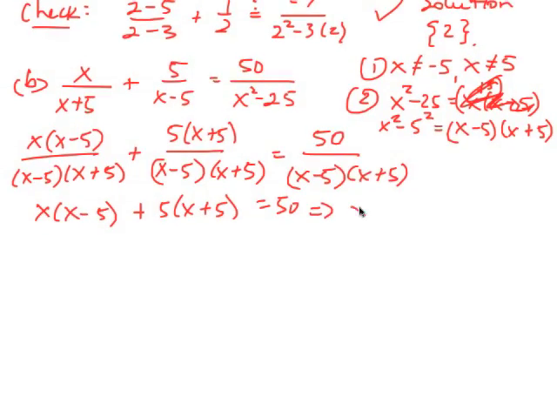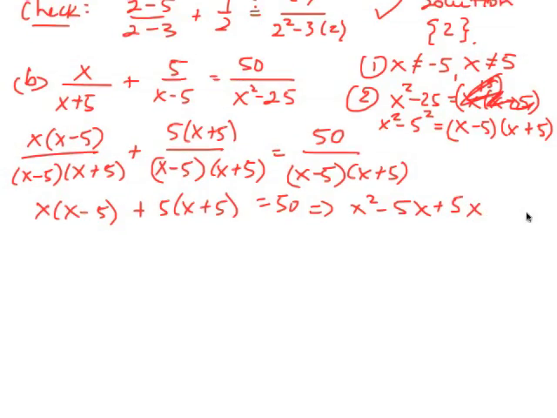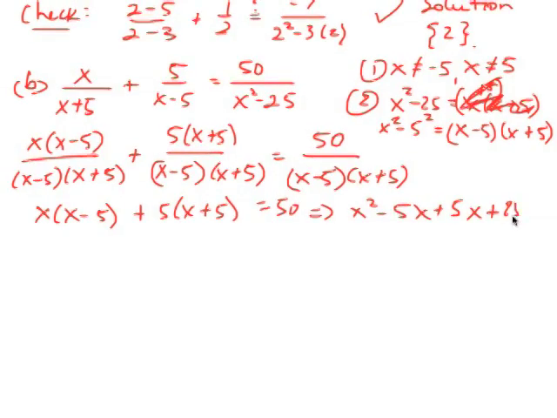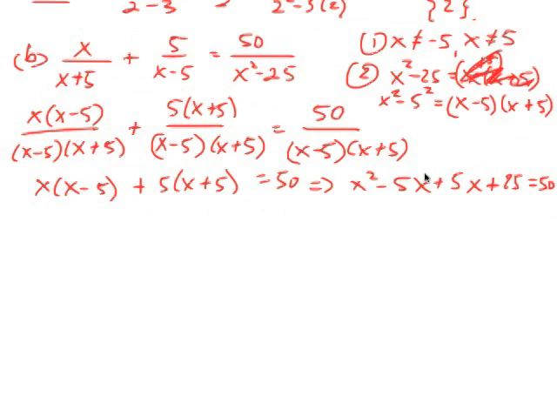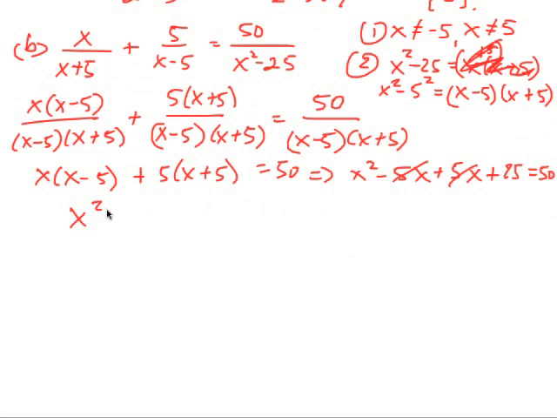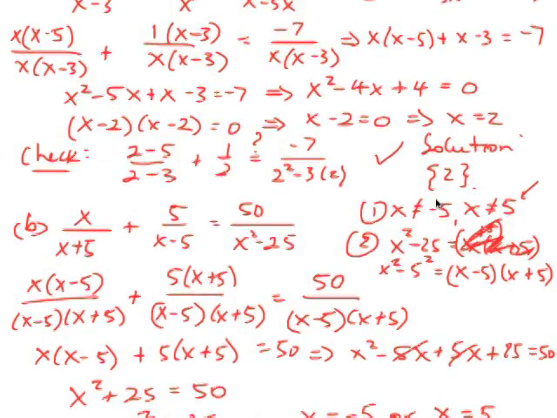Which implies that x² - 5x + 5x + 25 must be equal to 50. Notice these cancel, so what I have is x² + 25 must be equal to 50, which implies that x² must be equal to 50 - 25, which is 25. Using our square root property, this means that x must be equal to -5 or x must be equal to 5. Now notice that both of these are on my list.